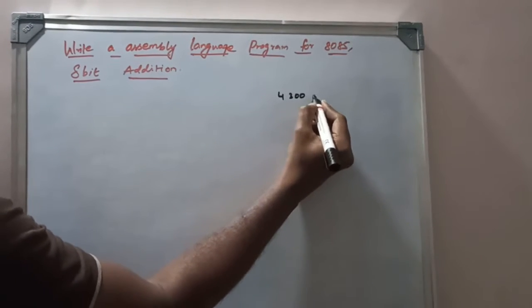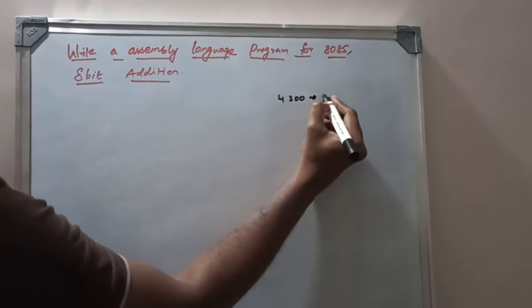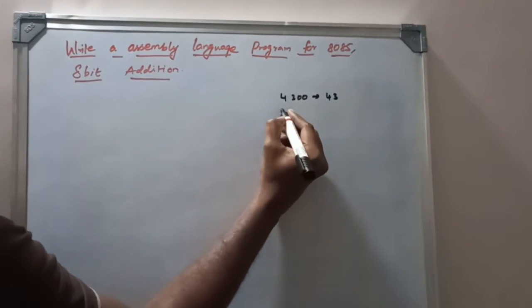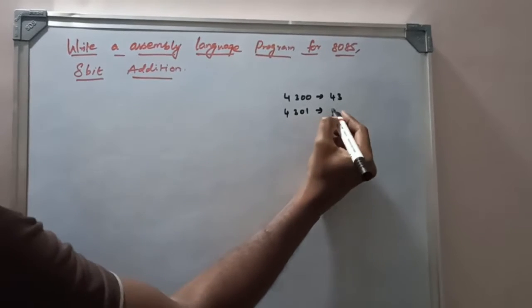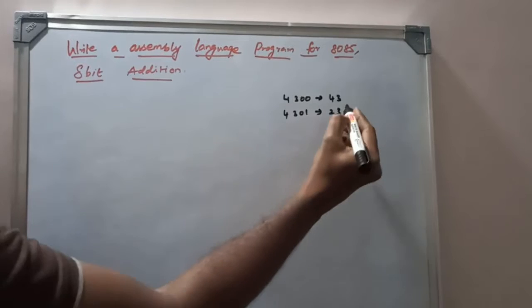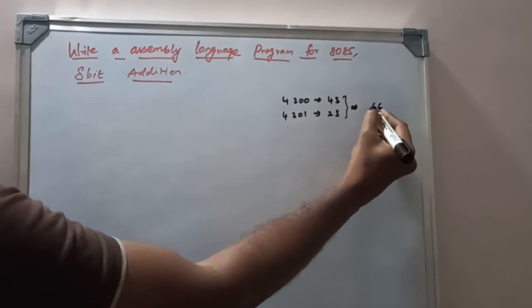Let us consider 4300 is the first data memory location. In this location I hold 43. The second data I hold in 4301, and here I take it as 23. Just adding the two 8-bit values, the result is 66.